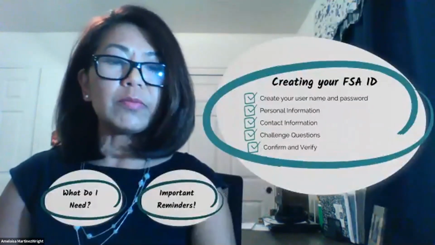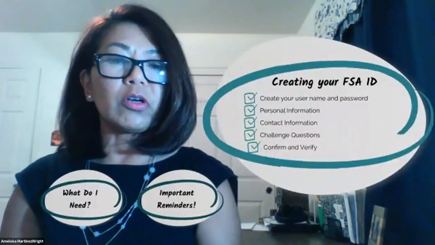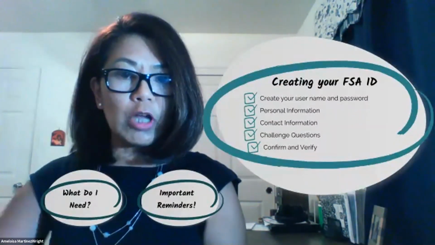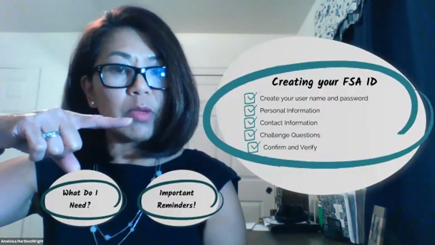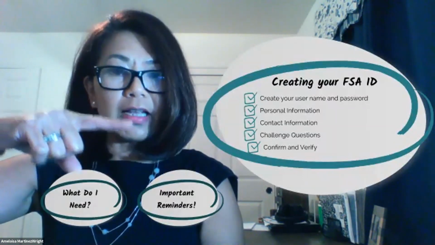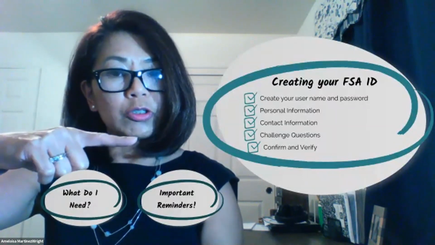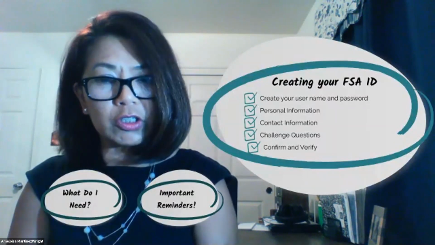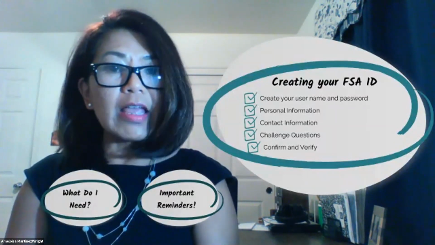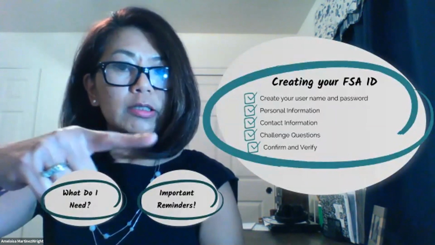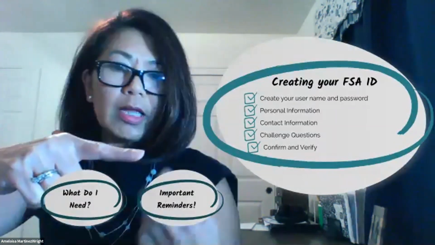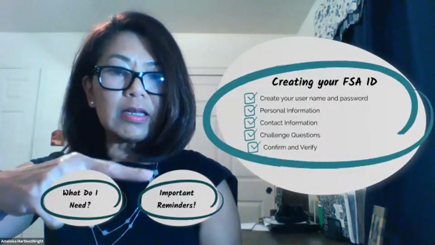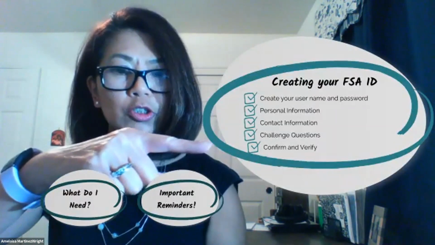So let's get started. As you saw in the video, there are 5 simple steps in creating your FSA ID. First, you create your username and password. And then next, you will be putting in your personal information, and that would be your first name and last name, your social security number. And then you will provide your contact information, which will be your personal email address and your mailing address. And then the next one is your challenge questions.